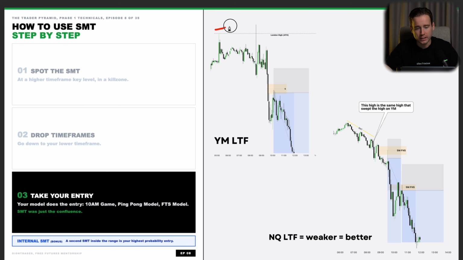And a little bonus here, sometimes there's a second SMT in the same range. So we have already SMT at the external range liquidity at the highs, make a higher high and a lower low. The NASDAQ is better. But sometimes inside the range, there is also an SMT created, where one makes a lower high and one makes a higher high. Then inside that range, you also have another SMT making it even higher probability for your actual entry on the lower time frame. But it all starts with the higher time frame SMT, where you can just find the start of your reversal.